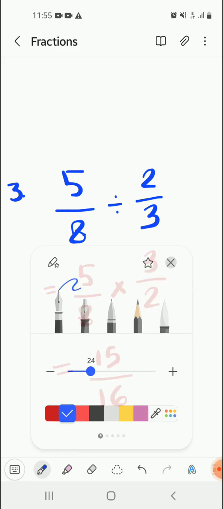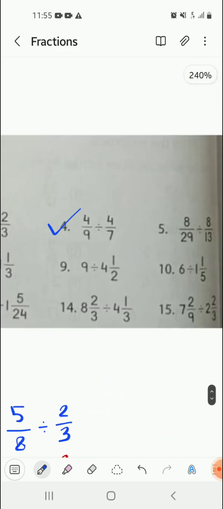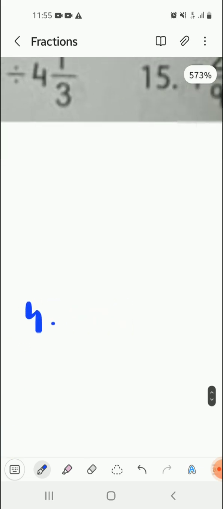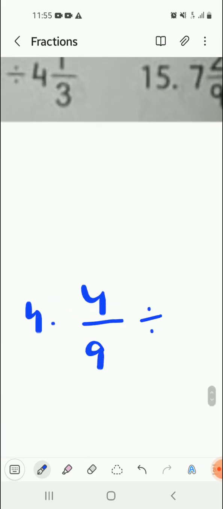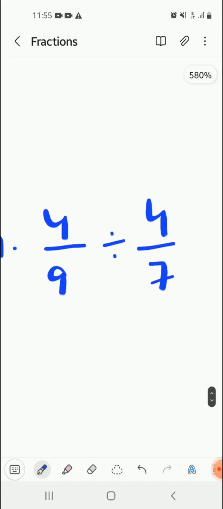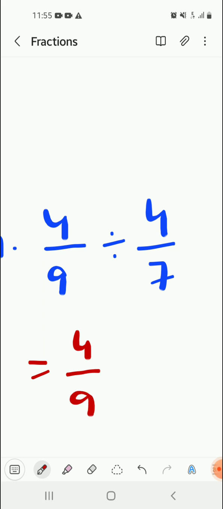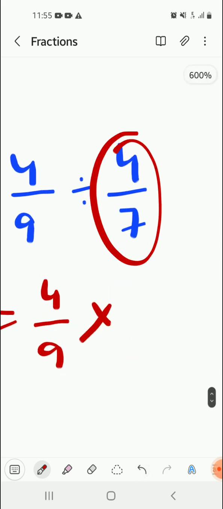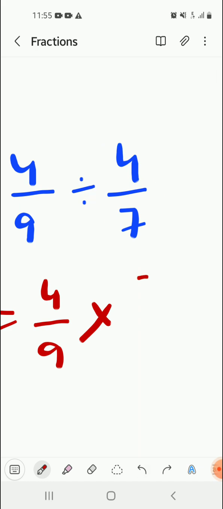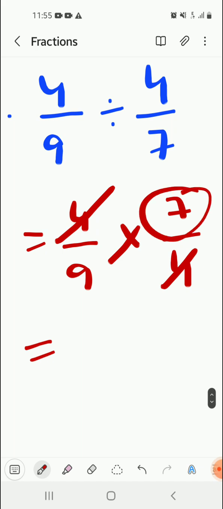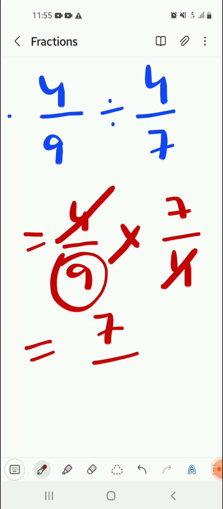Next, number 4. 4 by 9 divided by 4 by 7. Again, follow 3 steps. First, copy the first fraction as it is. Use the multiplication sign, and use the reciprocal of the second fraction. 4 by 7 becomes 7 by 4. 4 and 4 will get cancelled. So 7 is left in the numerator and 9 in the denominator, which we are going to write.